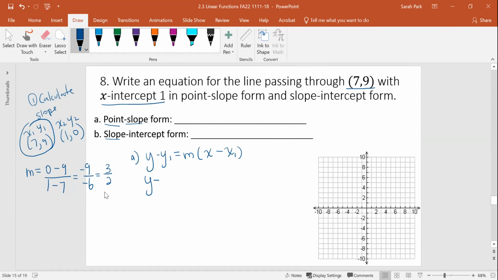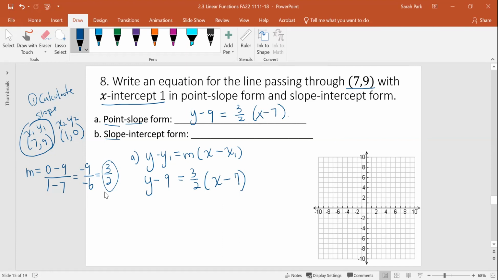y1, the y value from that point, is 9, equals the m, which we calculated as 3 over 2, times x minus the x1 value from that first point, which is 7. And that's it. You just leave it in that form with the parentheses intact: y minus 9 equals 3 over 2 times x minus 7.